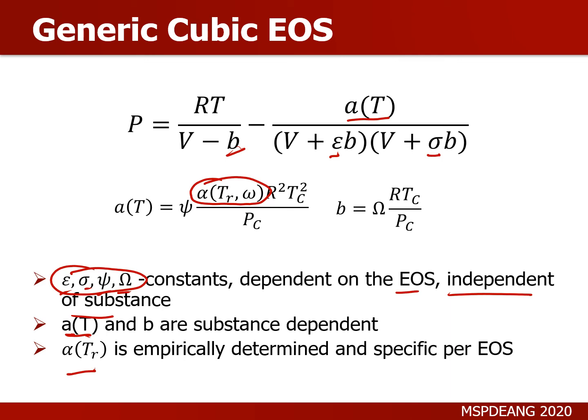So first and foremost, of course we have the van der Waals EOS, and we can reduce this generic cubic EOS to the van der Waals EOS, right? Our van der Waals EOS is P is equal to RT over V minus B minus A over V squared. Okay? And we have a function of A and a function of B as well. And for van der Waals EOS, epsilon is equal to sigma, which is equal to 0. Okay? So what are the expressions for the other cubic EOS?